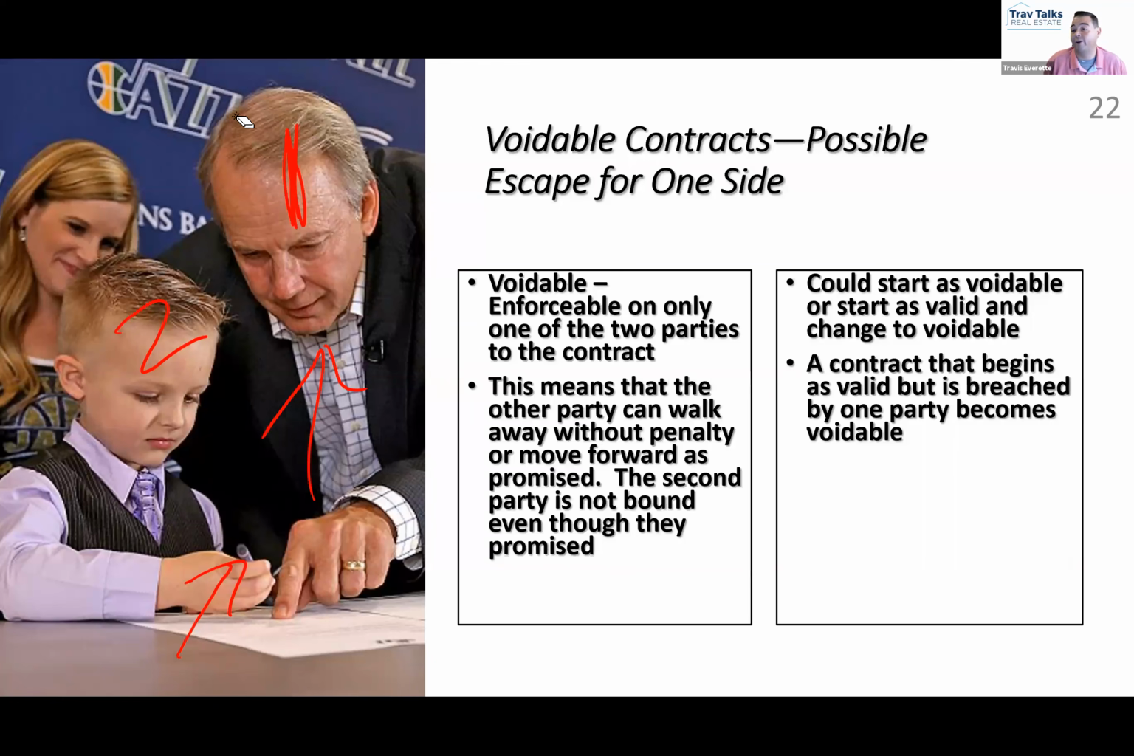Look at the picture over there again. That's not a contract that began as valid. That contract began as what? Voidable. So a contract can be voidable from the very outset if it has a fundamental flaw, like one of the parties doesn't know what they're doing. That's a fundamental flaw. That's a voidable contract. The party who does know what they're doing is going to be bound. The party who doesn't know what they're doing is not going to be bound.